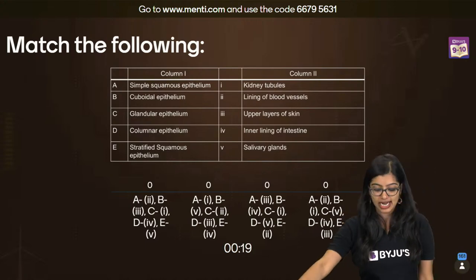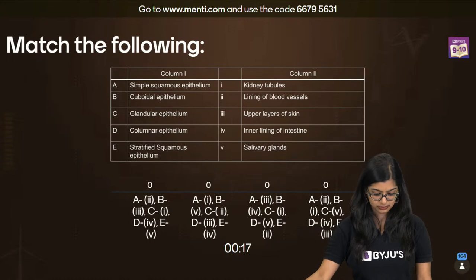See, I have already solved it. I hope all of you have solved it with me as well.